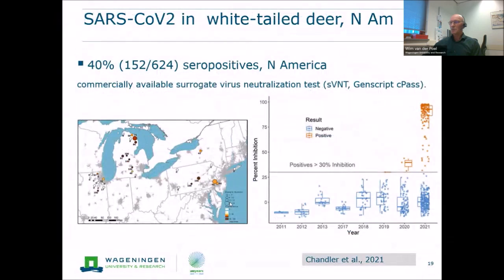There are reports that SARS coronavirus 2 can also be found in white-tailed deer. This is a recently published paper from North America, and you can see in this picture the areas where the white-tailed deer were sampled, and on the right you can see the positive antibody response in the samples obtained in 2021. This is very indicative for infections of SARS coronavirus 2 in white-tailed deer.